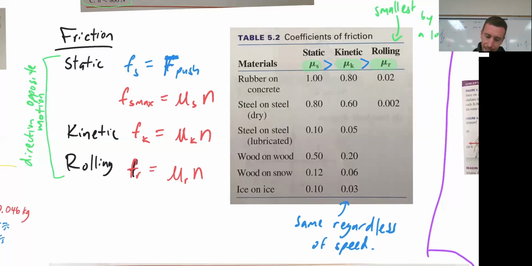Another note is that the kinetic friction force is the same regardless of the speed. So whether I'm pushing it at 1 mile an hour or 45 miles an hour, the kinetic friction force remains the same. Once it's going, it's the same to maintain the same speed. If I want to accelerate it, then that's going to change. But just to maintain a constant velocity, kinetic friction force remains the same. All right.